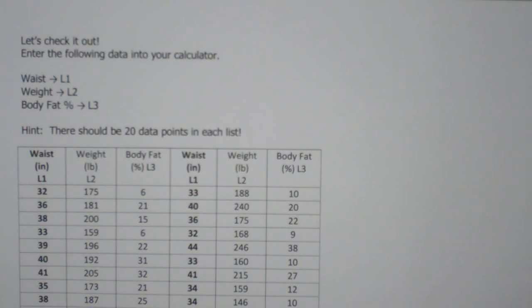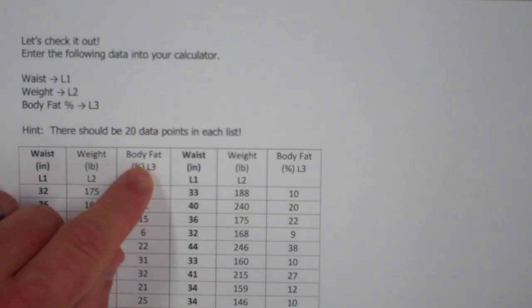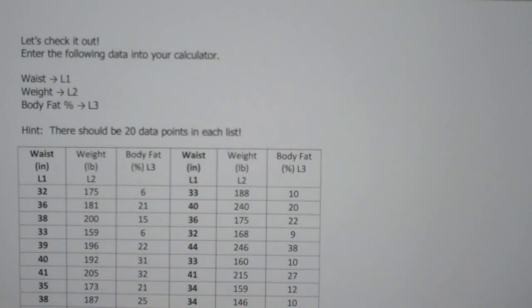In this example, we're going to be comparing some different variables together. We can only compare two of them at a time though. And so if we take a look here at the data, you can see that we've got waist, weight, and body fat. And actually this section would be just a continuation of this table.